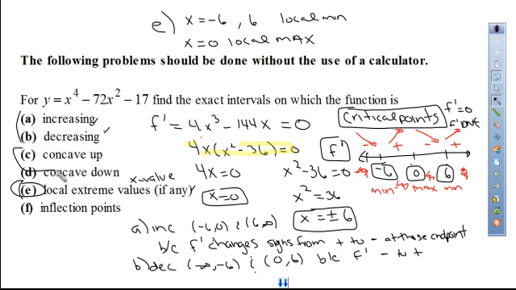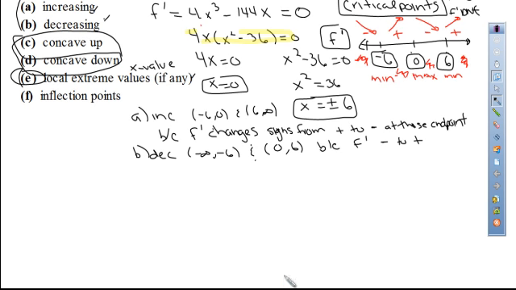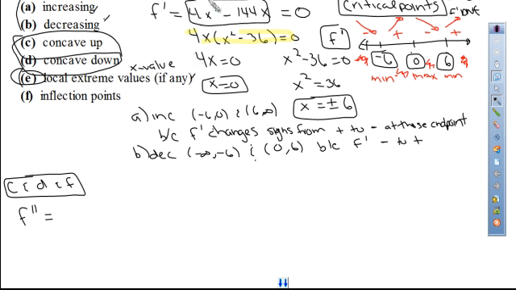Okay, so now I can do when it's concave up or concave down. So I'm going to do C and D. To find where it's concave up or concave down, I need to take the second derivative. So this is C and D, and I'm also going to do F at the same time. So to find the second derivative, I'm going to use it before I factored it because it makes it easier. Otherwise, I'm going to have to use the product rule. So I'm going to have 12x squared minus 144. And I'm going to set that equal to 0 because I'm looking for possible points of inflection.